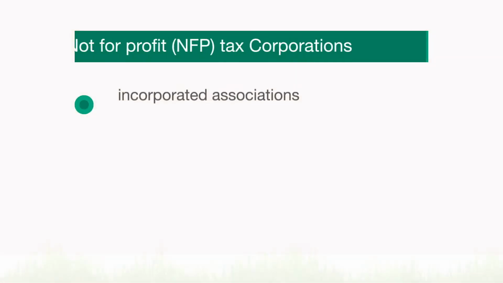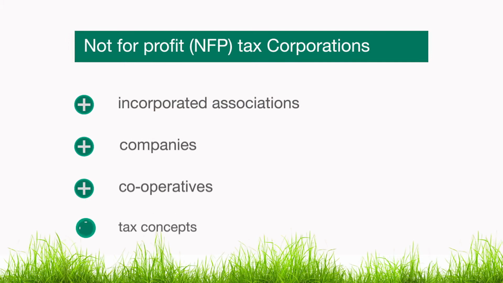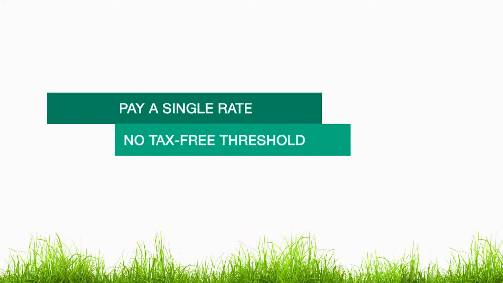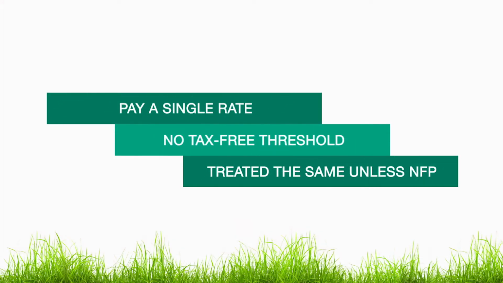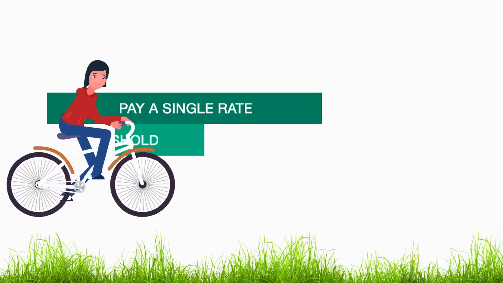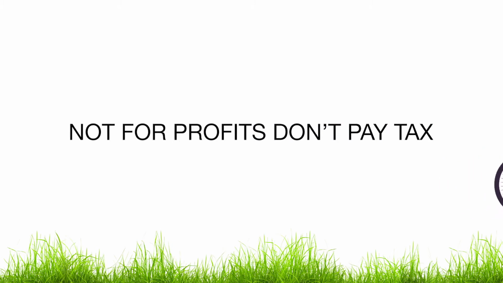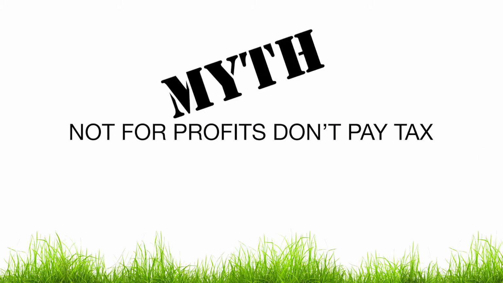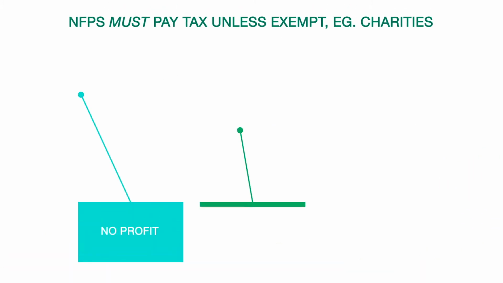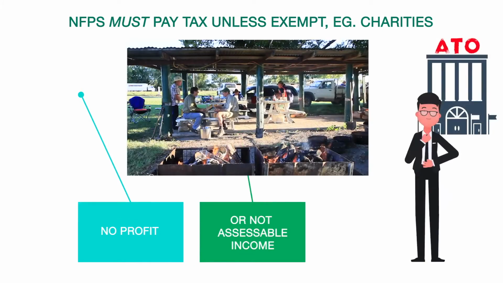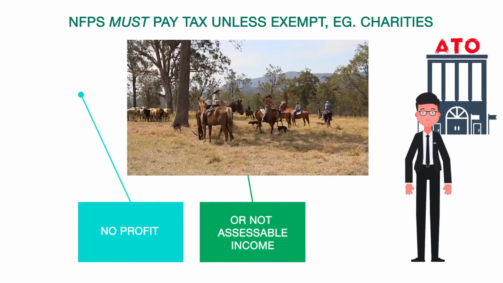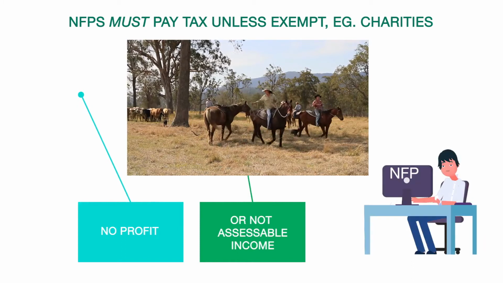Incorporated associations, companies and co-ops are all corporations. They pay a single tax rate, and there is no tax-free threshold. Tax laws treat all corporations in the same way, unless they are not-for-profit. Now, some say that not-for-profits don't pay tax. That's a myth. Not-for-profit corporations must pay tax on assessable income, unless they have tax-exempt status.